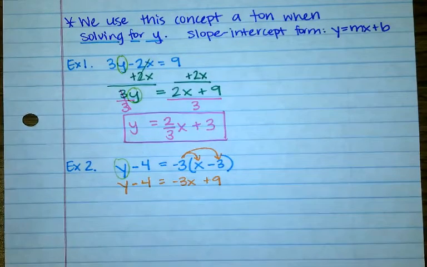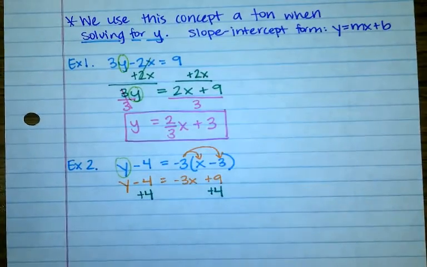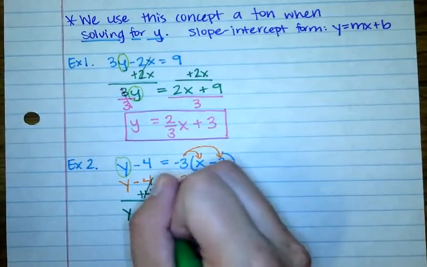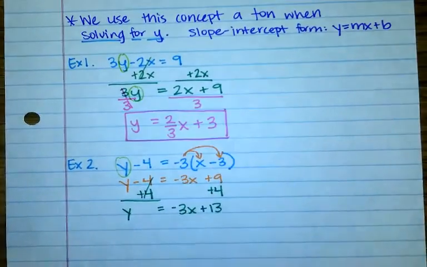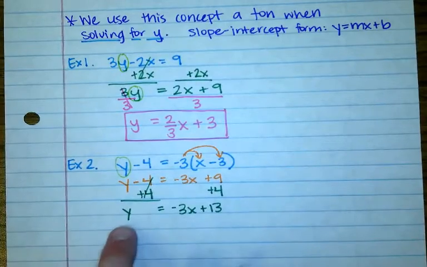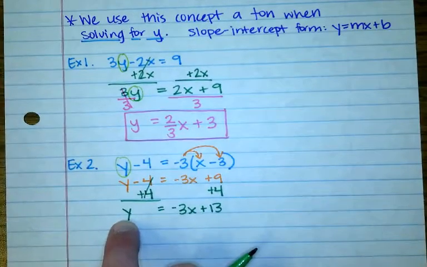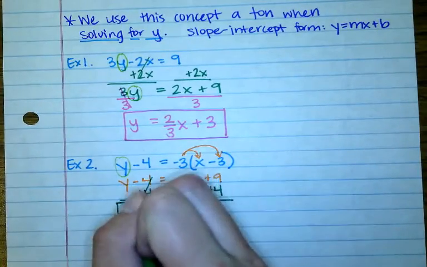We want to get the y all by itself. So we are going to have y is equal to negative 3x plus 13. Now, do we need to remove a coefficient from the y, or are we good? We're good. We don't have to. So now, guys, that's our final answer. Y'all feel good about that? That's not too bad, right?